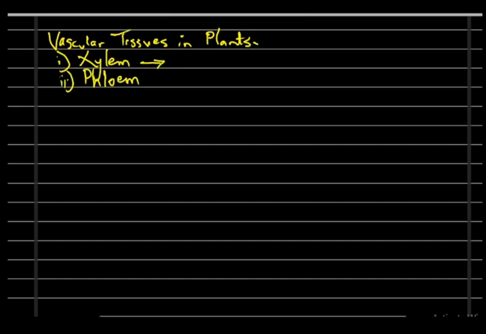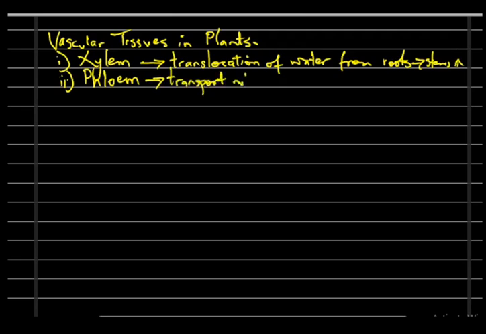What is the xylem used for? Xylem is used to transport, or for the translocation of water from the roots to the stems and leaves. While the phloem, which is the second vascular tissue, helps to transport nutrients from the leaves to storage organs or sites. So those are the two vascular tissues that we have.